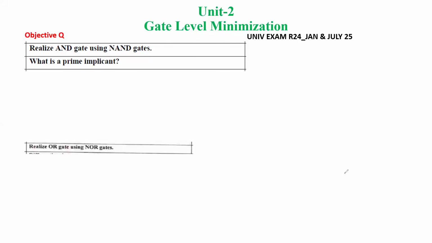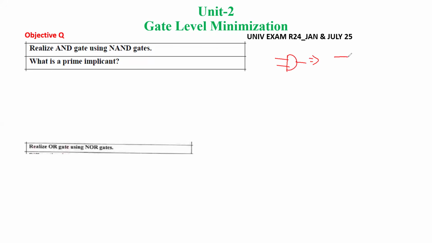So this question is related to gate level minimization. These are university questions they have asked multiple times. First question is: realize AND gate using NAND gates. So the simple representation of the AND gate is like this. This one we have to realize with the help of NAND gates.